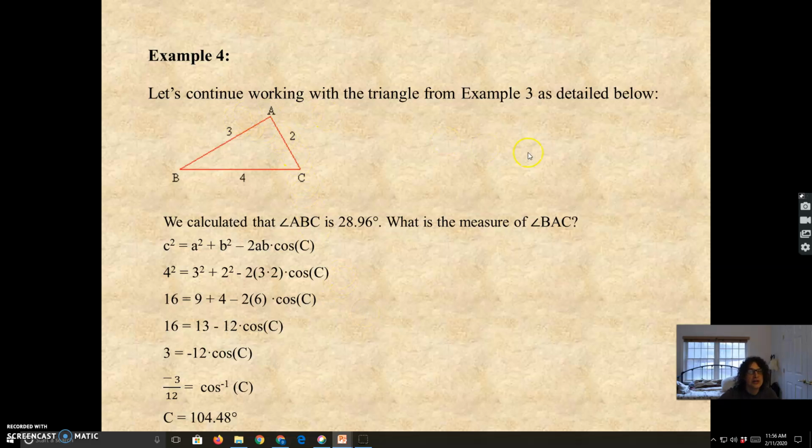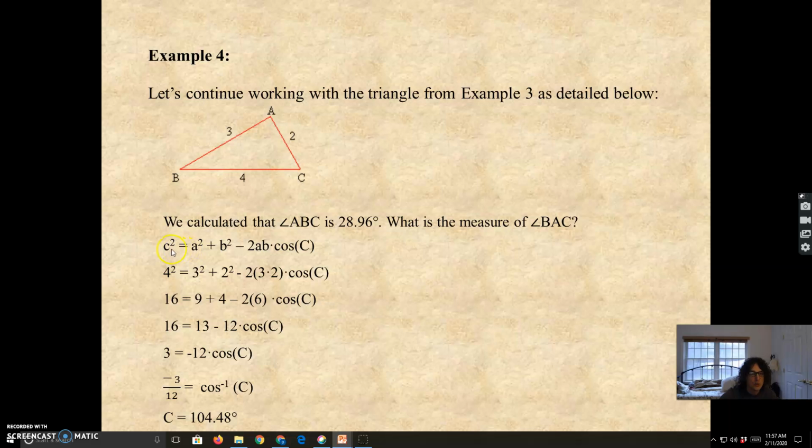Now we continue working with that triangle from example 3, and we calculated that angle ABC was 28.96 degrees. What is the measure of angle BAC? Well, wait a second. This angle would be opposite the largest side. It's got to be the largest angle. That's what our mathematical rules state.